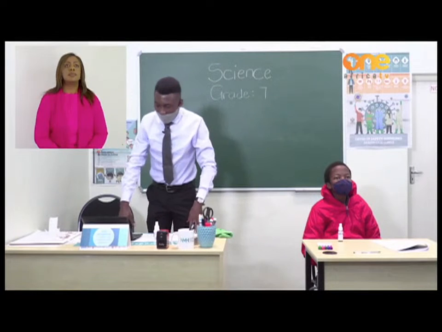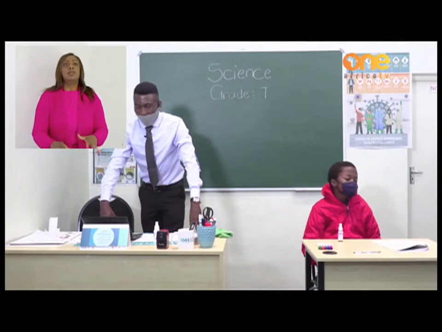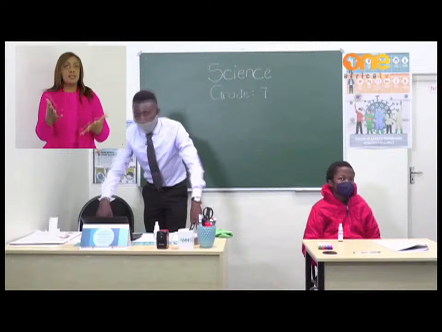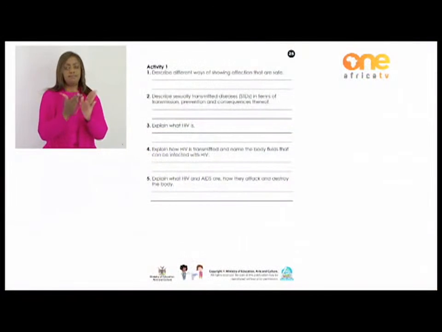All right, Mr. Foto has prepared some questions for you here. And then let's all turn to page 25, where we will find our questions. As it's written there, activity 1, number 1. Describe different ways of showing affection that are safe. I think that all of us can answer this question.